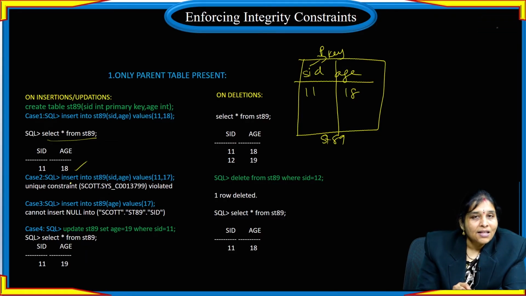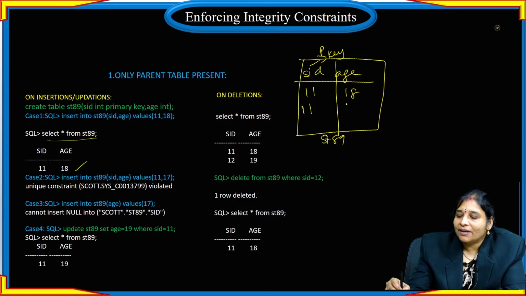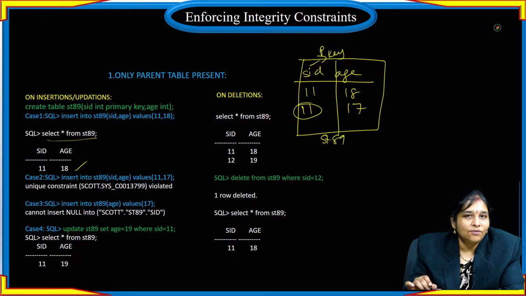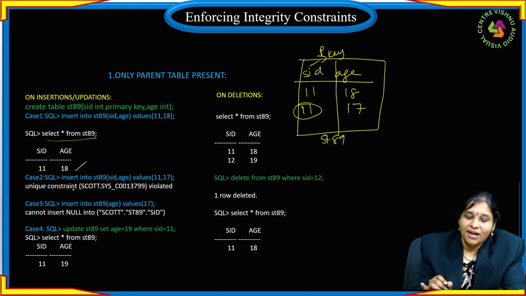Now, I will consider another insertion. I try to insert another row with values 11, 17. When I try to insert, I have declared this field, student ID, as primary key. So what is violated? Uniqueness is violated. It simply says unique constraint violated.